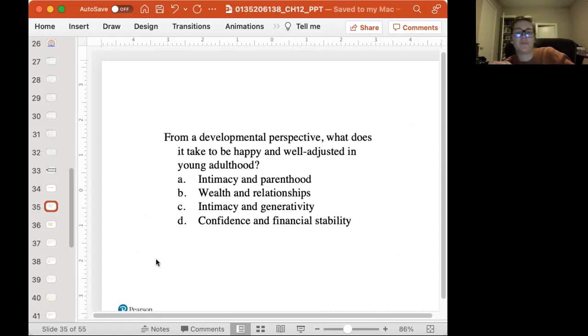So from a developmental perspective, what does it take to be happy and well-adjusted in young adulthood? A, B, C, or D? Intimacy and generativity, C.